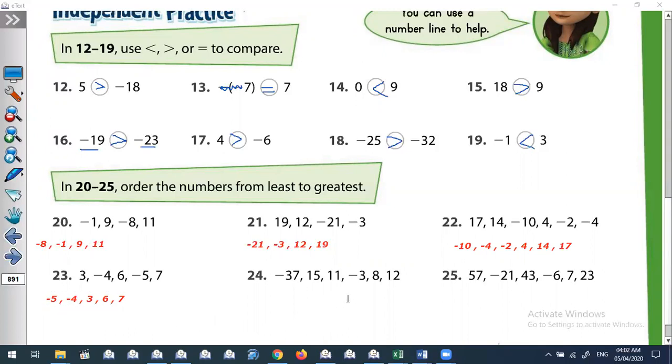The next one. For the smallest, you have to start with the negative numbers. We have negative 37 and negative 3 only. Which is the smallest? Yes, negative 37. After negative 37, negative 3. Now we finish the negatives. Let's move to the positives. We still have 15, 11, 8, 12. The smallest is 8.